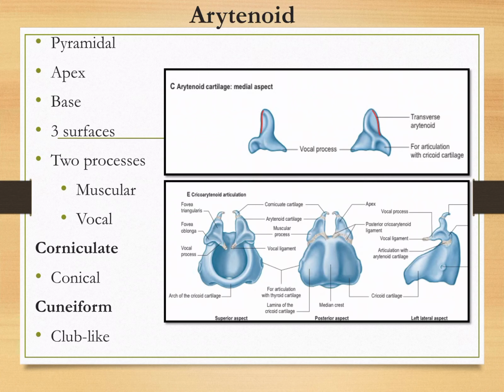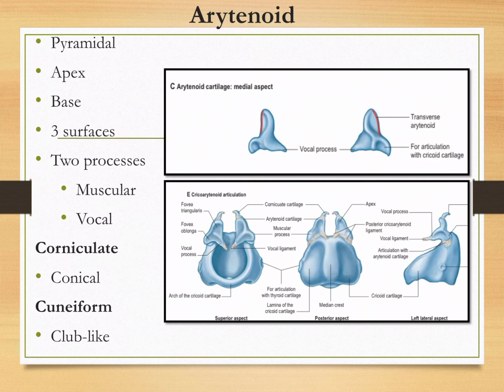Finally, the arytenoid cartilage. It is pyramidal in shape. It has an apex, a base that rests at the articular facet on the lamina of the cricoid, and it has three surfaces: medial, posterior, and anterolateral. And it has two processes: the muscular process that abuts laterally and the vocal process that points out anteriorly.